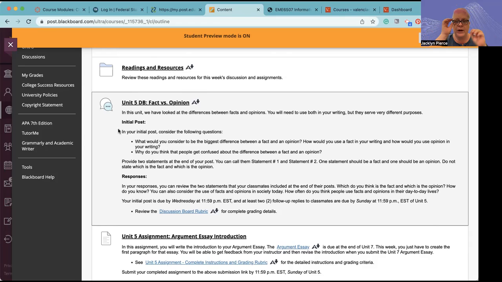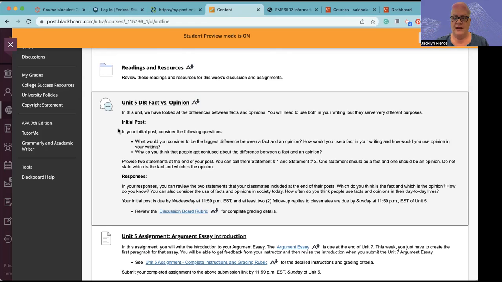Now, the other thing I want to point out about this particular assignment, because people miss this a lot, and I don't really know why. It says right there in the middle, at the end of your post, you're going to provide two statements. So two sentences, mark them statement 1 and statement 2.